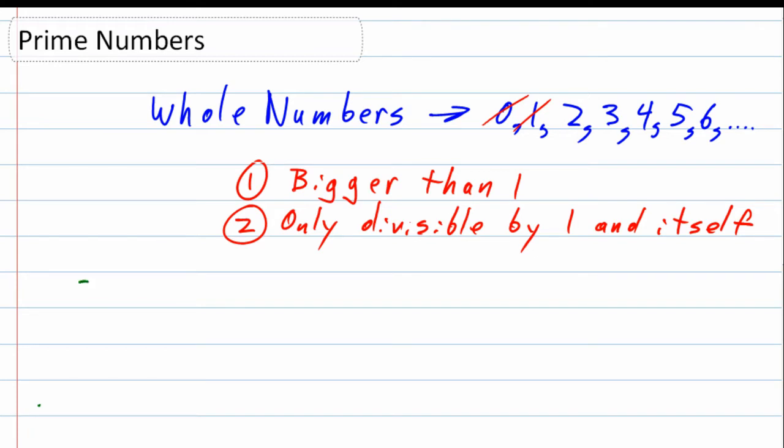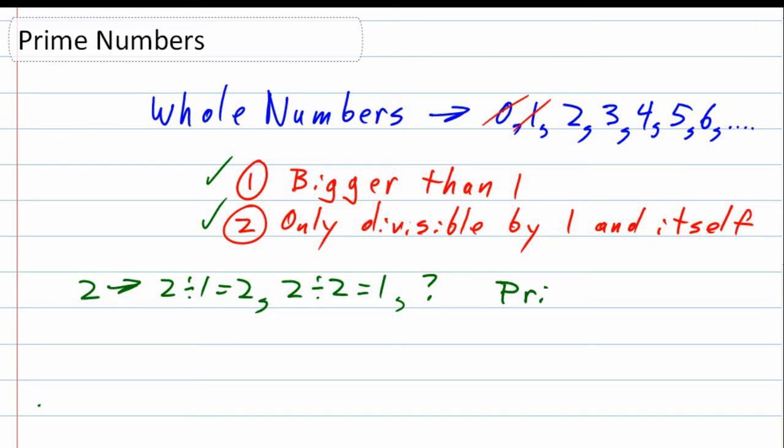If we start with 2, then 2 is of course divisible by 1. 2 divided by 1 is 2. And 2 is also divisible by itself. 2 divided by 2 is 1. So the question is, is there anything else that 2 is divisible by other than 1 and 2? And so we try, but we can't come up with anything else that 2 is divisible by. So since it's not divisible by anything else, it has met condition 1, it's met condition 2, so 2 is prime. 2 is a prime number.